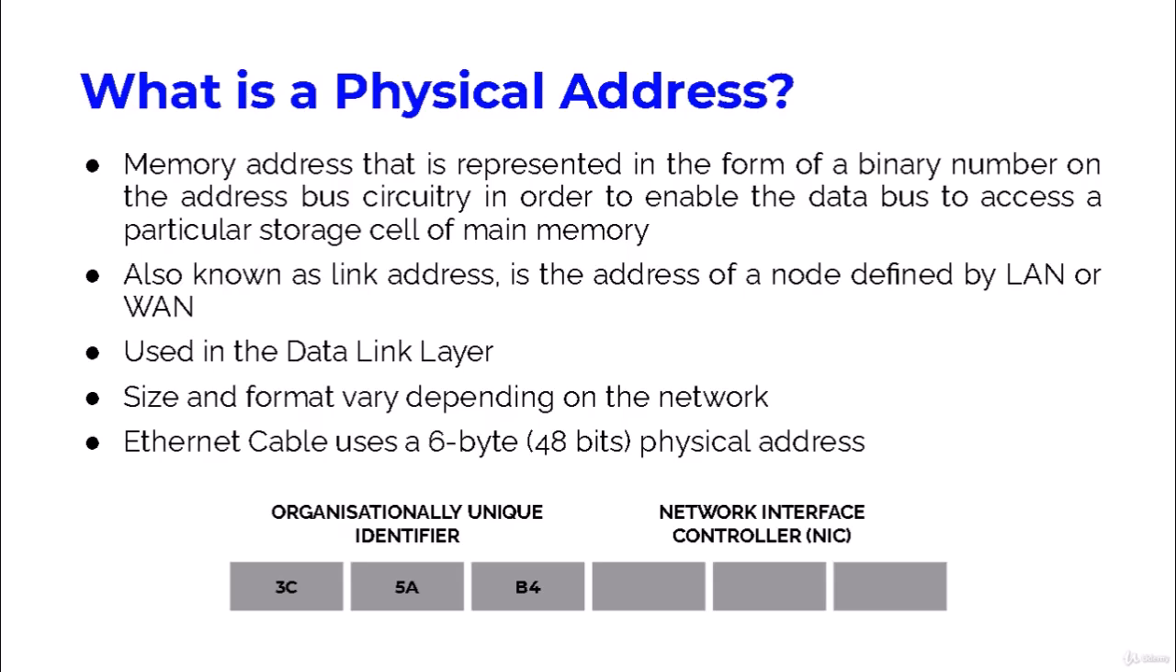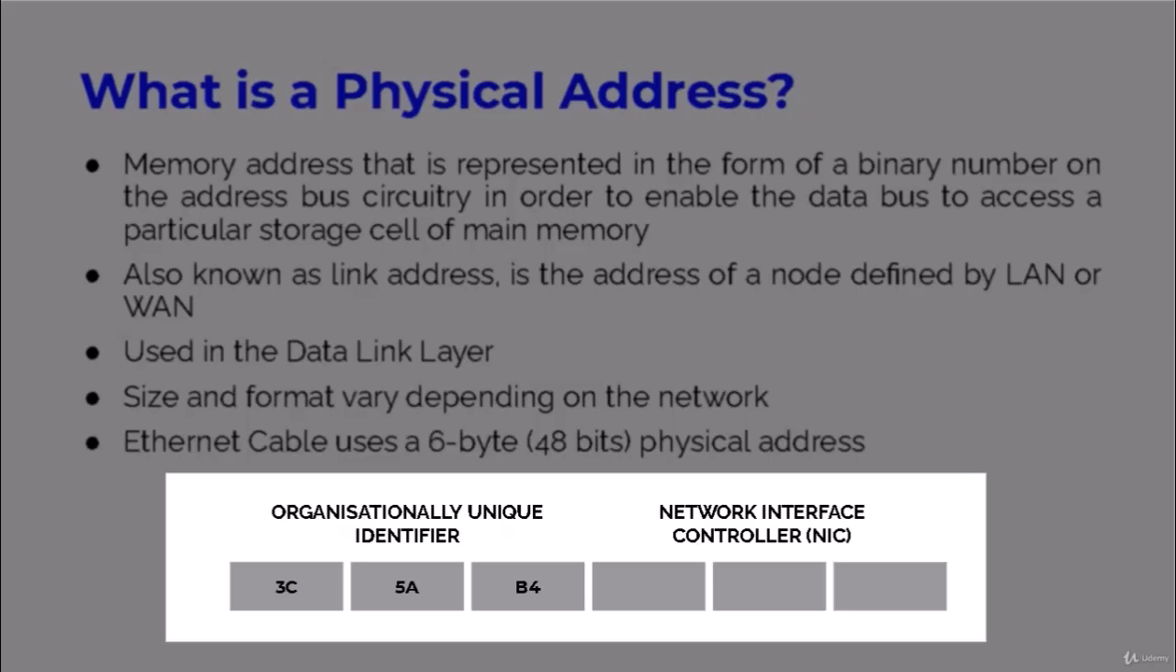What is the format of a MAC address? As you can see at the bottom of the presentation, there is a 12-digit hexadecimal number, which is a 6-byte binary number, mostly represented by colon hexadecimal notation. The first 6 digits, 3C, 5A, B4, of the MAC address identify the manufacturer, called the OUI, Organizational Unique Identifier. The IEEE Registration Authority Committee assigns these addresses to its registered vendors.